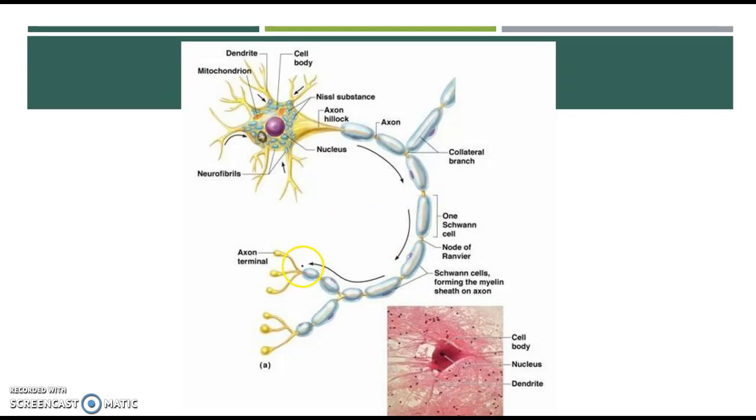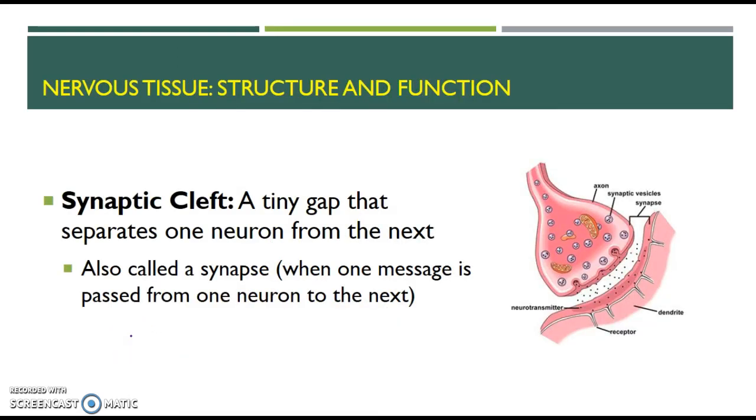So here's our axon terminals here, okay? And in these bulbs here are going to be all these little vesicles that contain the neurotransmitters that are going to stimulate the cell next to it. And at the end of those axon terminals, we have the synaptic cleft. So here is another neuron. This is a neuron here. This is the axon terminal of a neuron here.